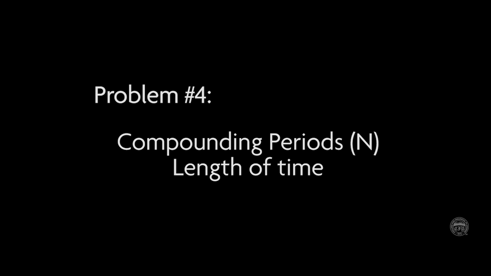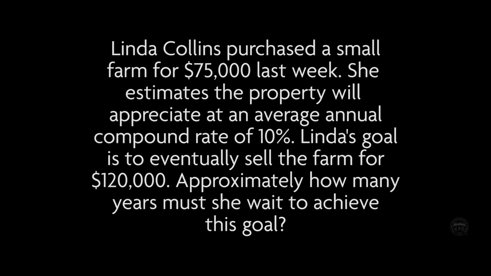All right, now that we've done a present value and future value calculation, we're going to move on to calculating the length of time or number of compounding periods. In this scenario, Linda Collins purchased a small farm for $75,000 last week. She estimates the property will appreciate at an average annual compound rate of 10%. Apparently it's good to be in farms. Linda's goal is to eventually sell the farm for $120,000. Approximately how many years must she wait to achieve this goal?